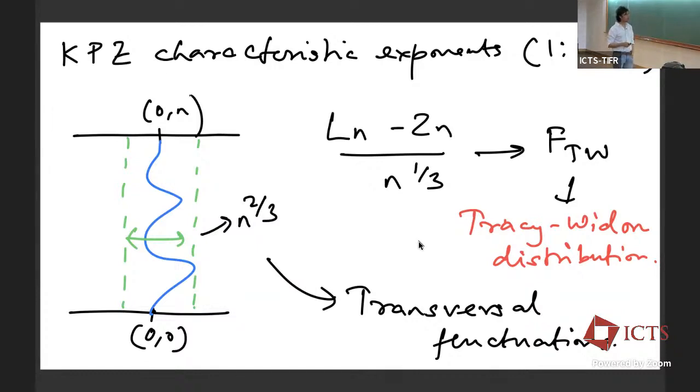And then, equally importantly at least, the transversal fluctuation. If you look at this random path, the amount of deviation that it undergoes in the horizontal direction is n to the 2/3. Okay, this is again one of these classical KPZ exponents that you have seen multiple times.